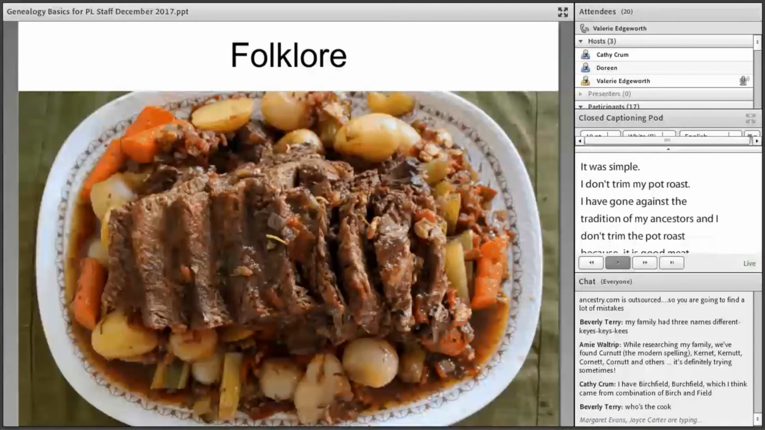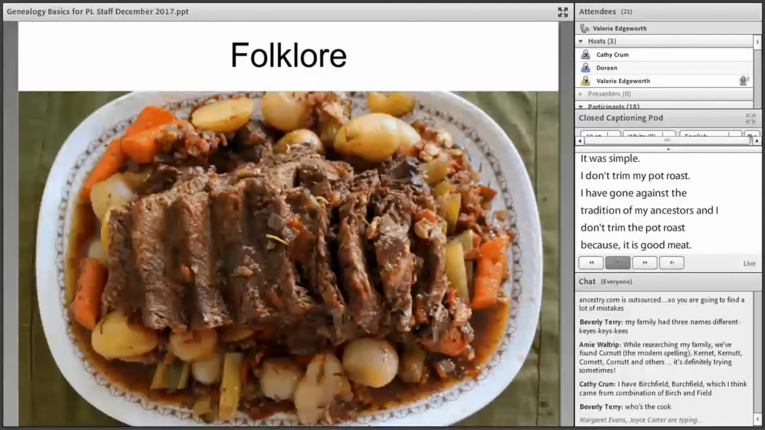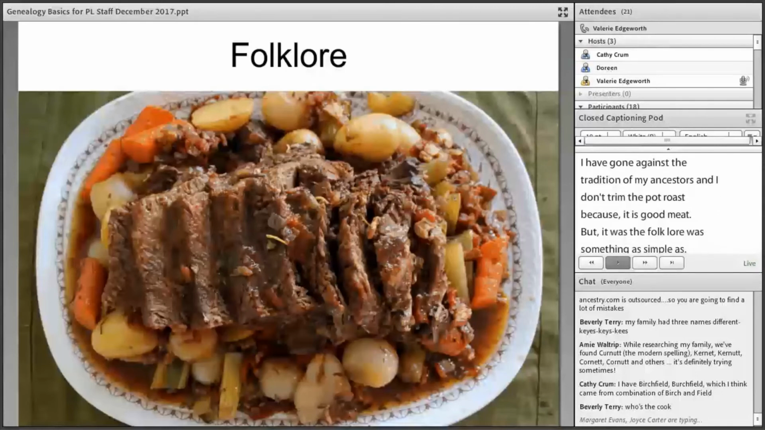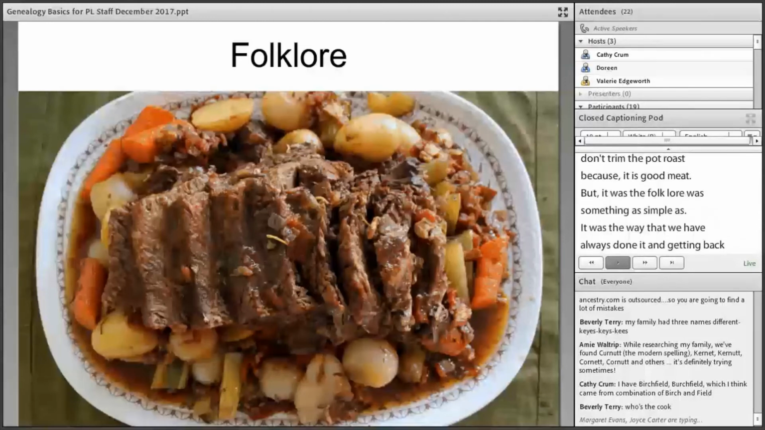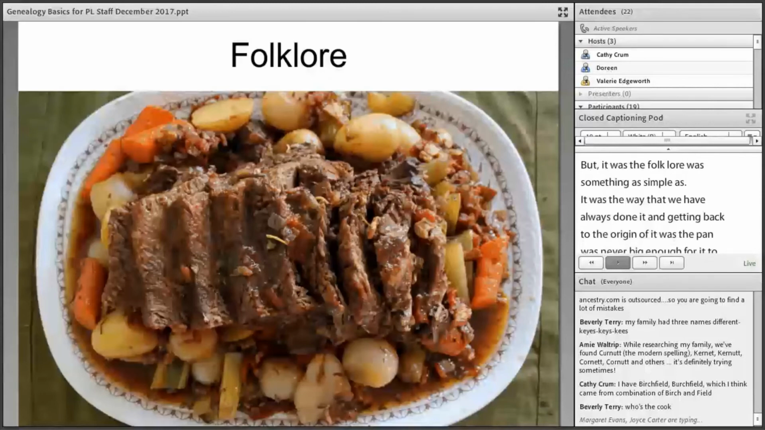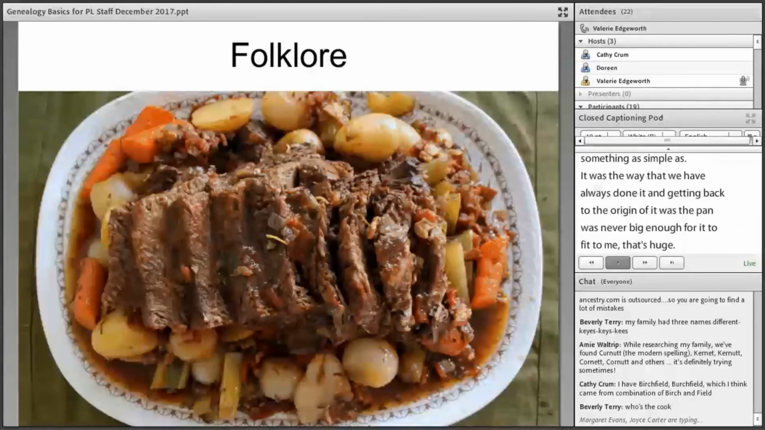But the folklore was something as simple as, it's just the way we've always done it. And getting back to the origin of it was, well, the pan was never big enough for it to fit. To me, that's huge. Folklore is important. People are just as passionate about the stories that they've heard about their family. Try your best not to discount those at all.